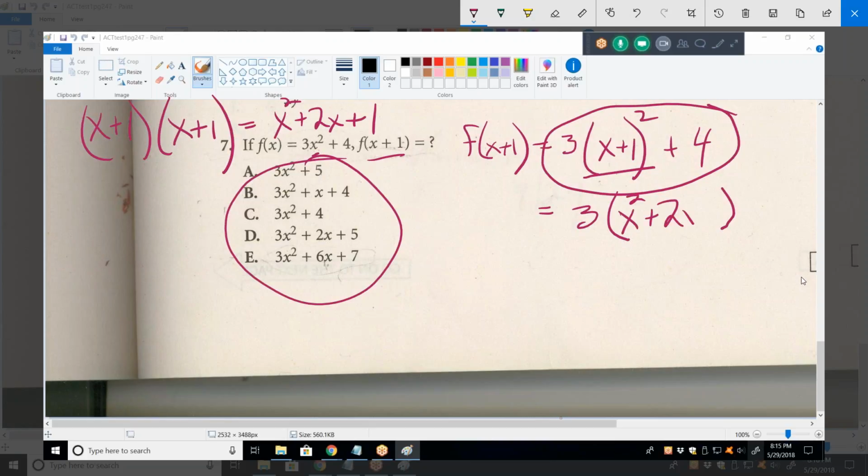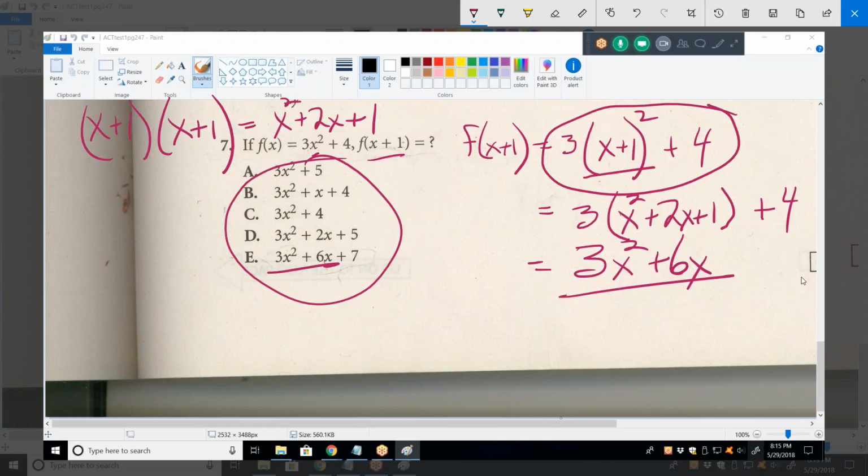So that's what I have to write in there. And I've got to multiply the 3 times all 3 of those terms. And I still have a plus 4. What's the next line? 3x squared plus 6x plus, I'm done. There is only one answer that has that as the first 2 terms. So if you're looking to speed up, it's always a good idea to check your answers.